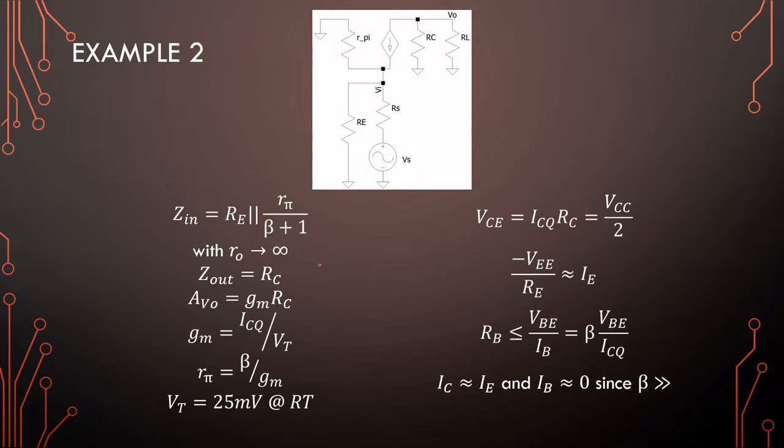So not much has changed on the small signal side. On the DC bias side, we are using VCE is ICQ RC VCC over 2, and the emitter is going to be responsible for our bias, and then just the maximum value for RB and how to calculate it.